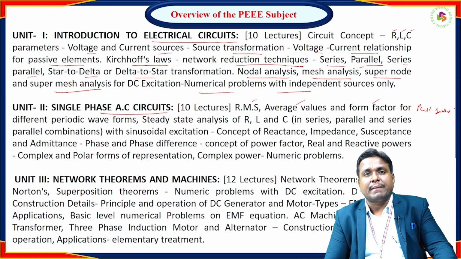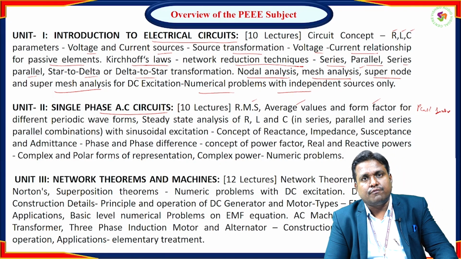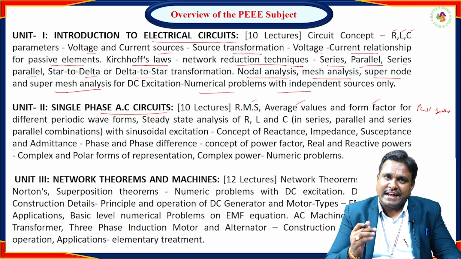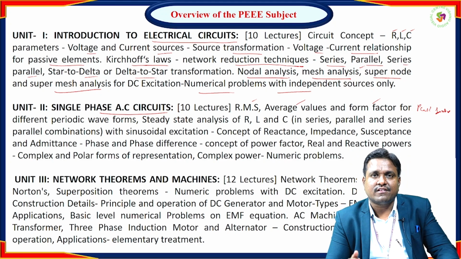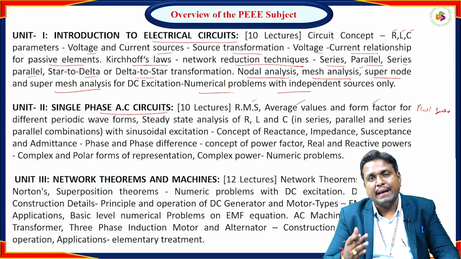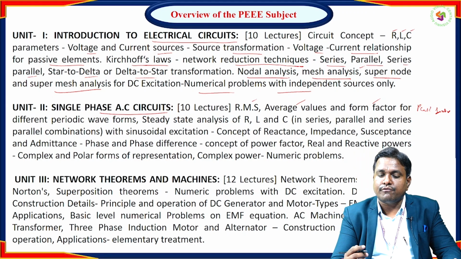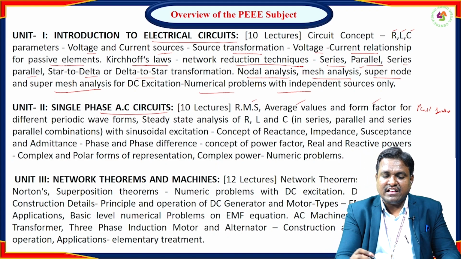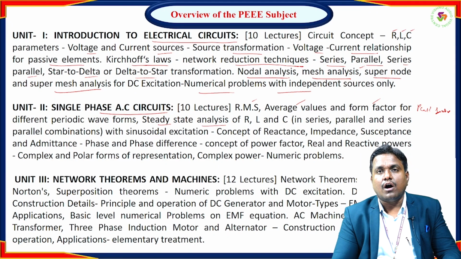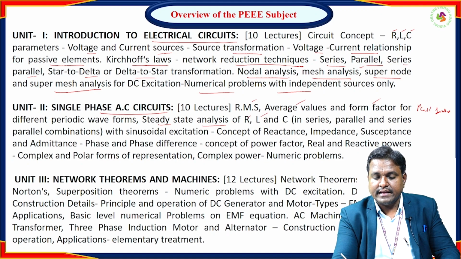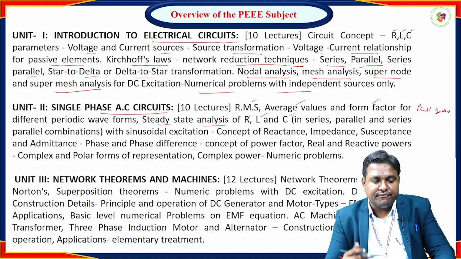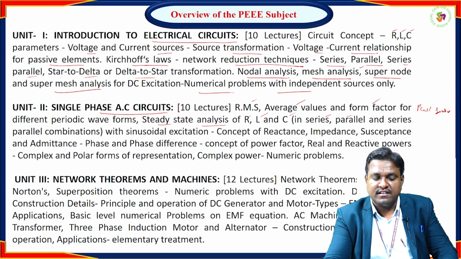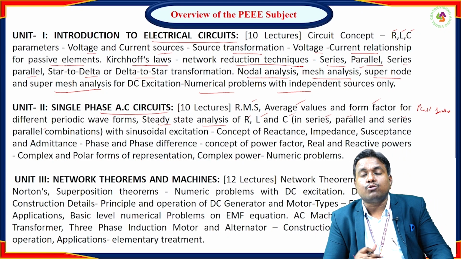And how we are going to apply this concept for various types of input signals like sinusoidal, trapezoidal, square, triangle. For different types of input signals, how we are going to find these values. Next, we can see the steady state analysis of resistor, inductor and capacitor in various arrangements like series circuit, parallel circuit and series and parallel combinations. How to reduce the circuit?